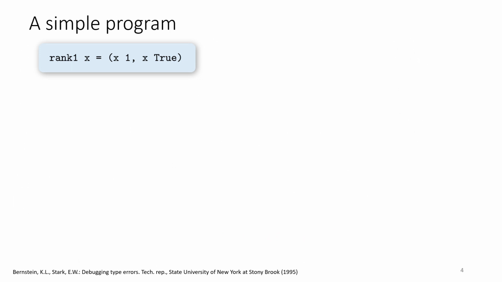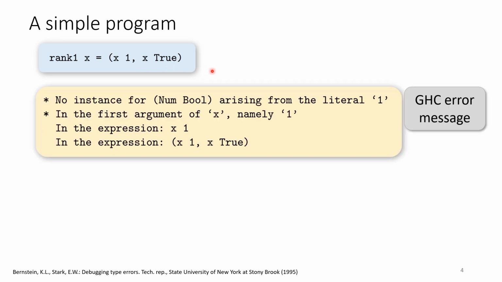I will use 2 examples to illustrate the current research status. The first example is this function called rank1, which has a parameter x, and in the body, it applies x to 2 values of different types. This expression has a type error, and if we load this expression into GHC, we receive this error message.